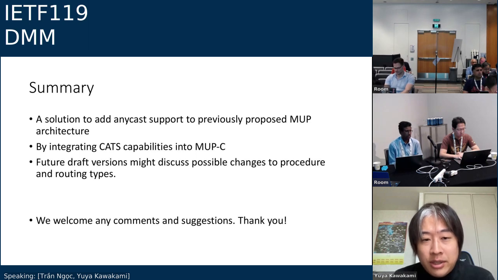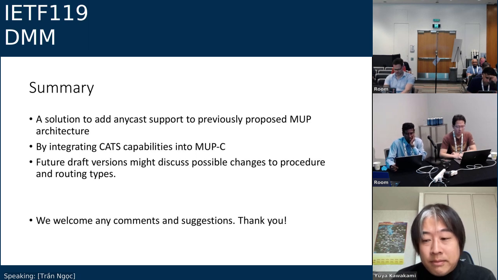Is it correct? Yeah, I think what we want to add is the capability to collect the metrics and then decide the optimal instance based on the collected metrics to the MUP controller. I don't think the underlay SRv6 needs to change anything to support this.